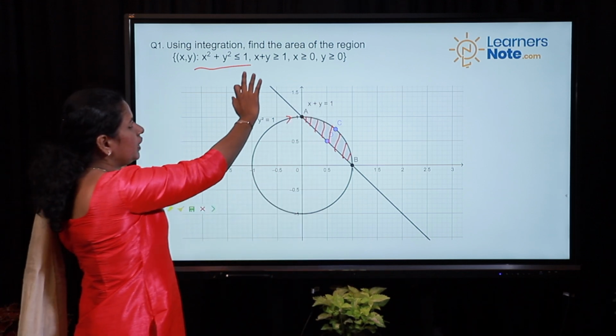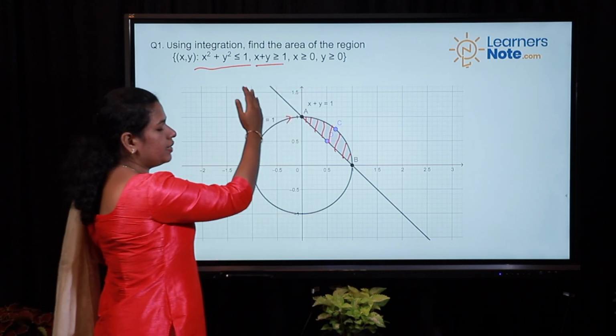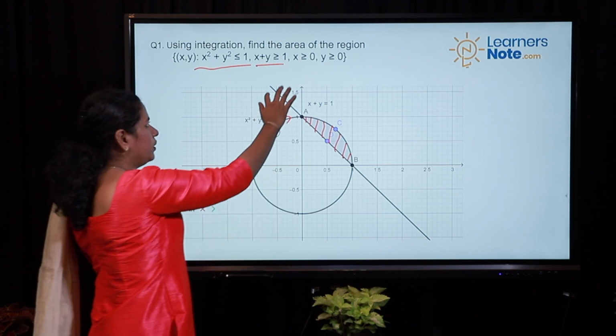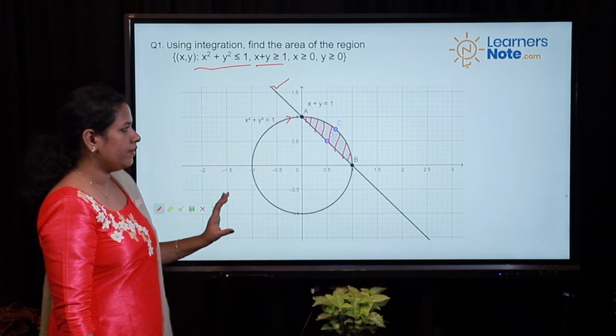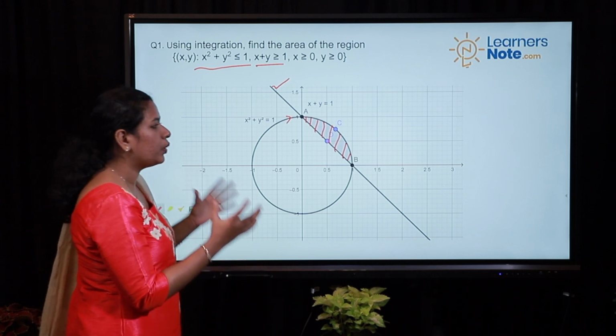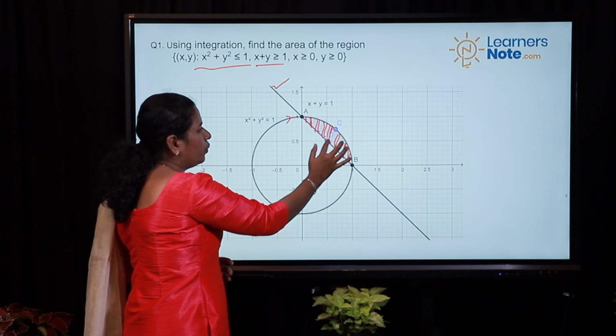Then the next equation is x plus y equal to 1. That means that is the equation for a straight line. You have to draw the straight line. After drawing those two curves, we have to identify the required area and shade the relevant area which you want. Okay, this is the required area.